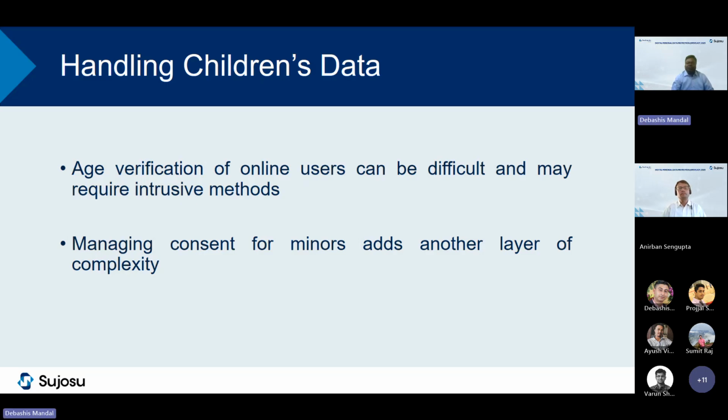And one more point is that there is also a risk of non-compliance if the platforms unknowingly collect a child's data without proper verification of consent. Right? So these are certain factors which add another layer of complexity to the age verification process in the DPDP Act.